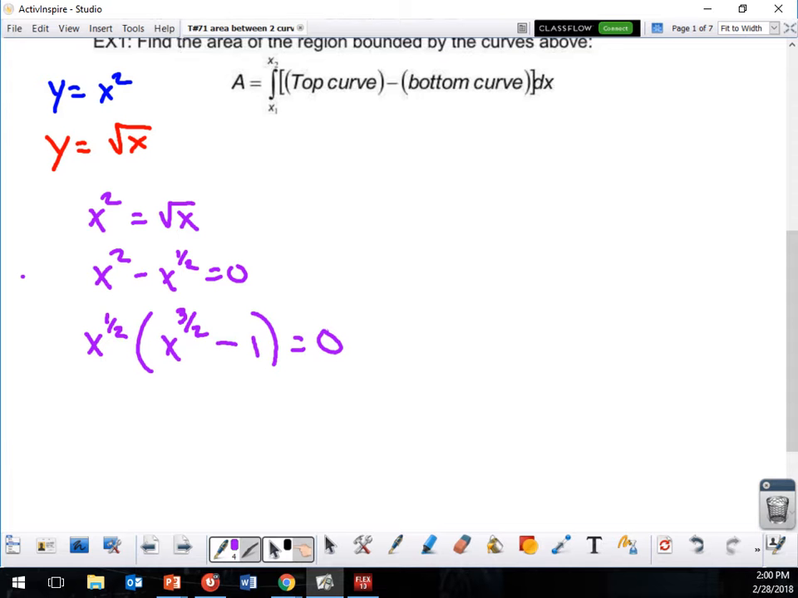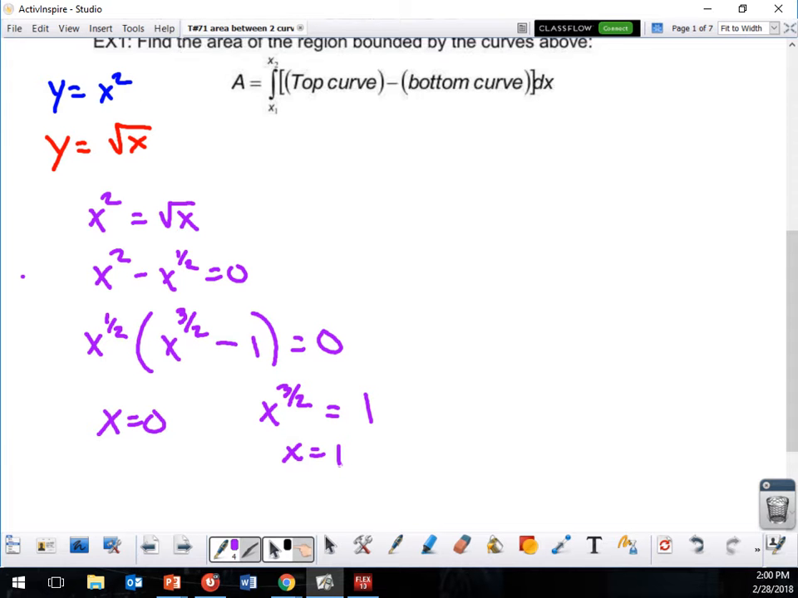Okay, so now that that's factored, can I use the zero product rule? So this part right here is x equals 0. And this part right here, I'm going to have x to the 3/2 is equal to 1. Then cube it and square it. It's still going to give me x is 1.